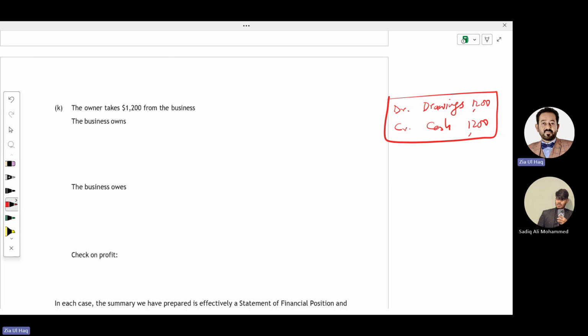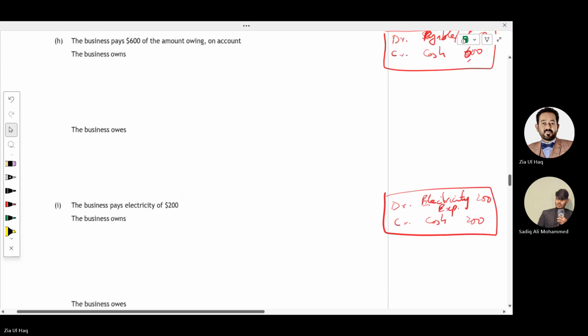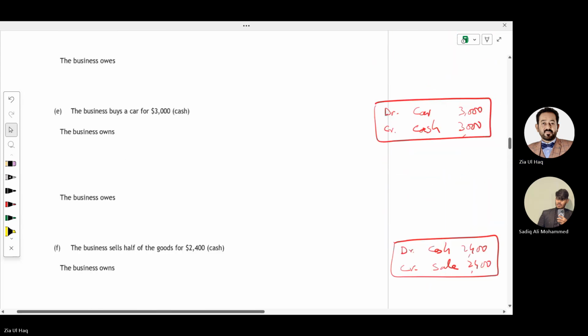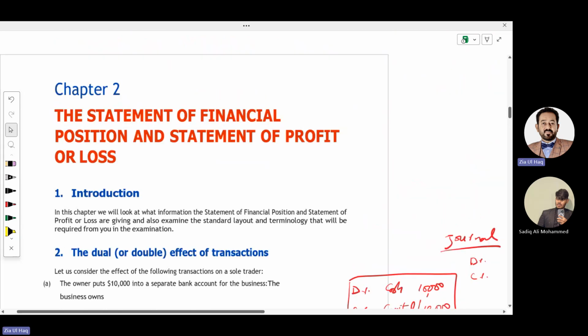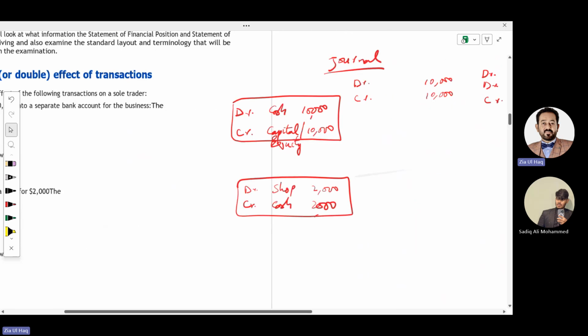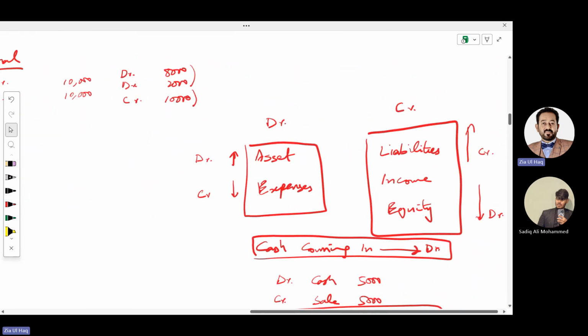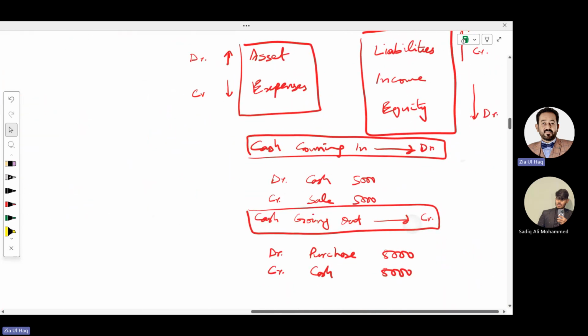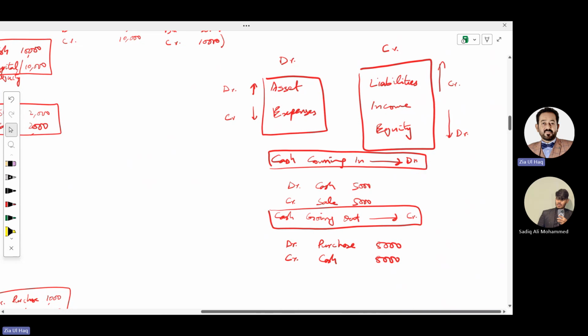Is it fine? Yes. So we have learned how to record accounting entries, by keeping this concept in mind: if cash is coming in, we will debit it and the other account balance will be credited. If cash is going out, we will credit it and the other account balance will be on the debit side.